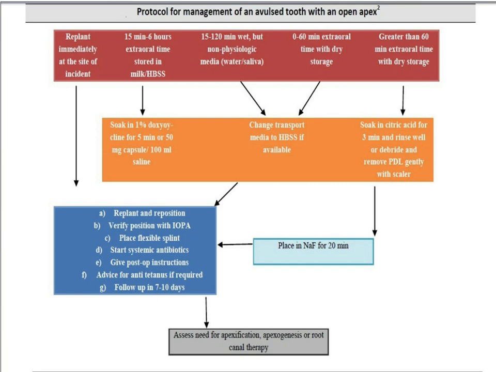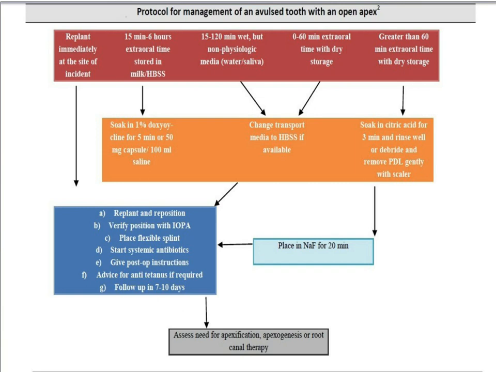If the extra oral dry time is 0 to 60 minutes with dry storage, first transport the avulsed tooth to the HBSS solution and then follow the common protocol. Then if the extra oral dry time is greater than 60 minutes with dry storage, soak it in citric acid for 3 minutes and rinse well, or debride and remove the PDL gently with a scaler.